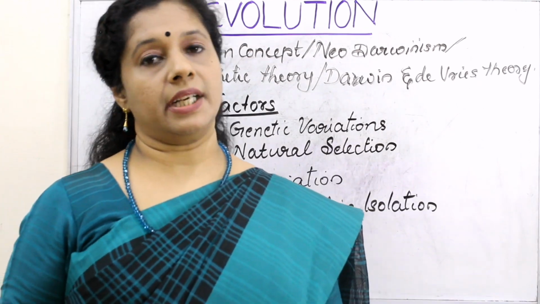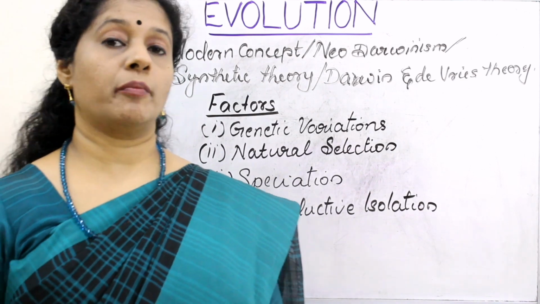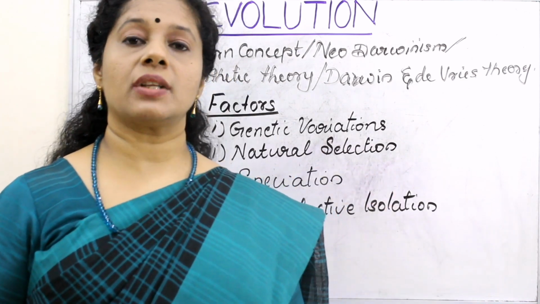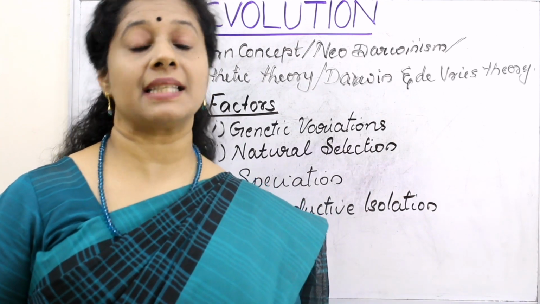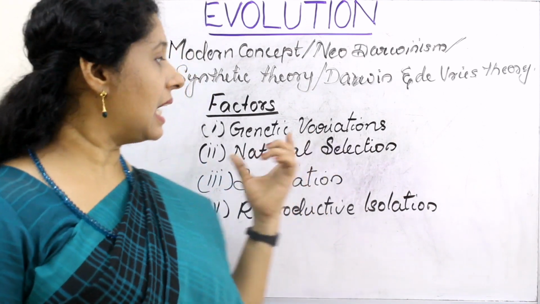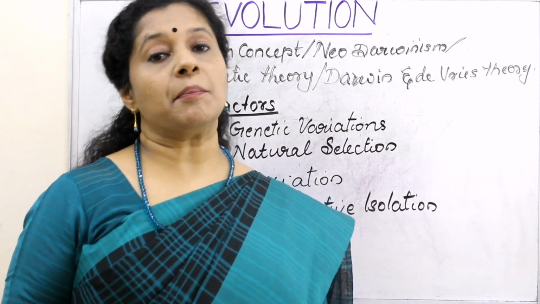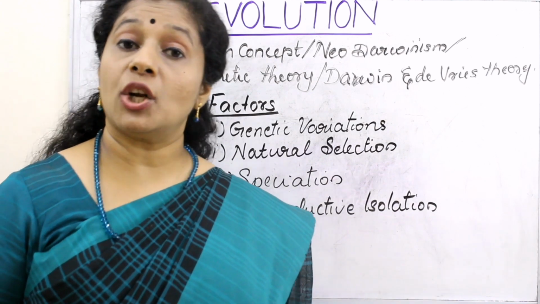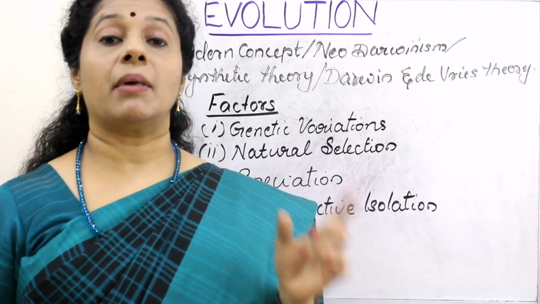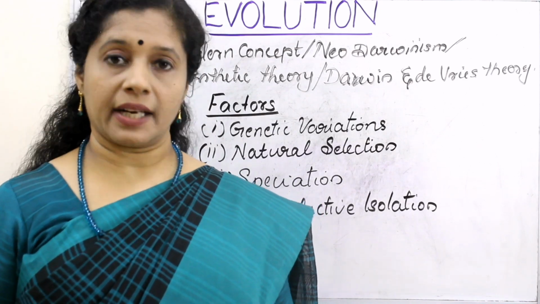The changes or genetic variations accumulating over a period of time can lead to the formation of a new species. That is called speciation. So when speciation is happening, that means evolution is happening. Then the last factor is reproductive isolation. If a change or genetic variation is happening, it may not lead to speciation. But what is the necessity here? Reproductive isolation.